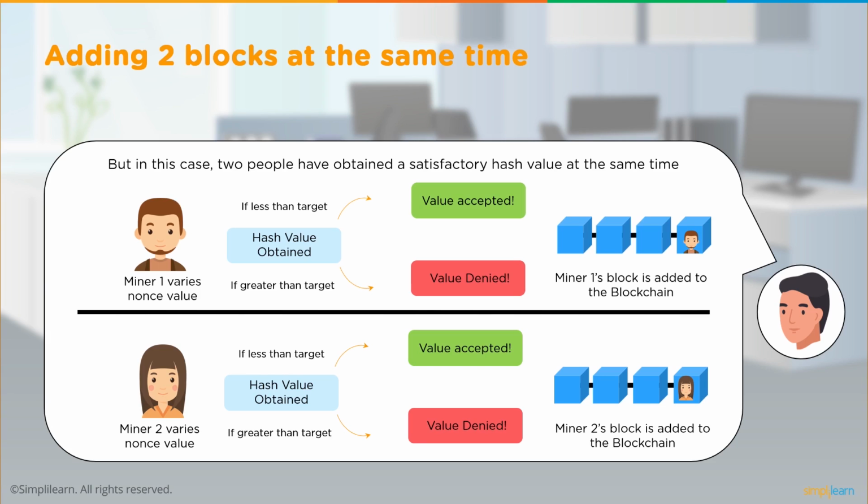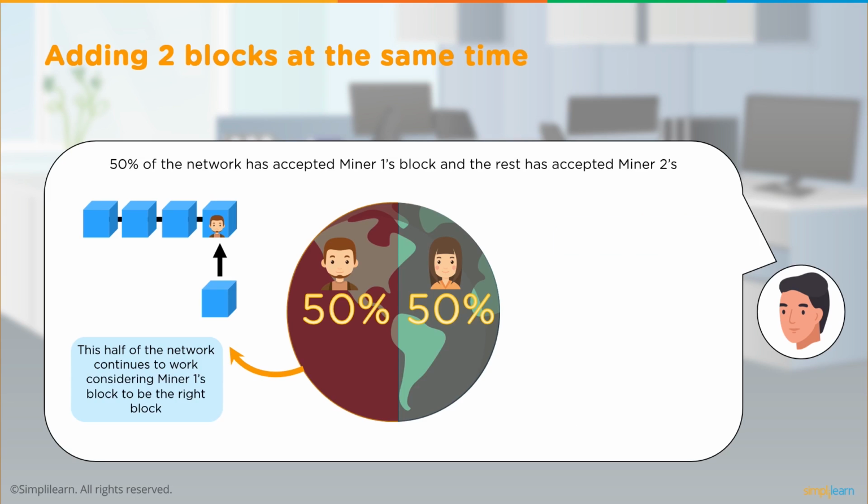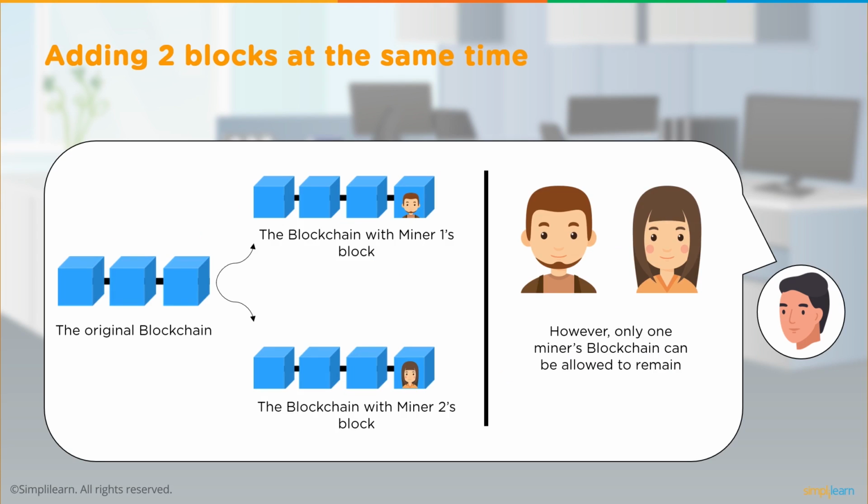Whether -1 block will get added to the blockchain or -2 block will get added to the blockchain. Now, 50% of the network has accepted -1 block, and suppose the rest has accepted -2 block. So half of the network continues to work considering -1 block to be the right block, and the other half continues to work considering -2 block to be the right block. However, only one blockchain can be allowed to remain. We cannot have two blockchains running. It will defeat the purpose.